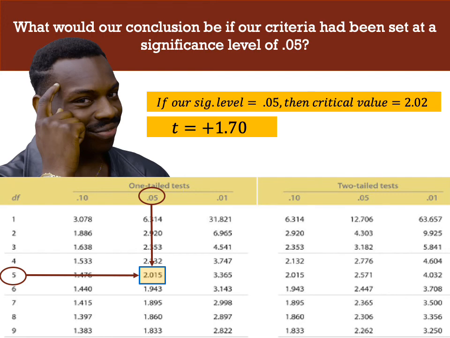So if we were to set our criteria at 0.05, we would have to retain the null hypothesis. Our result would not be statistically significant. And I just wanted to show you this to illustrate that the criteria really matters because it determines what kind of interpretation you can make about your results.